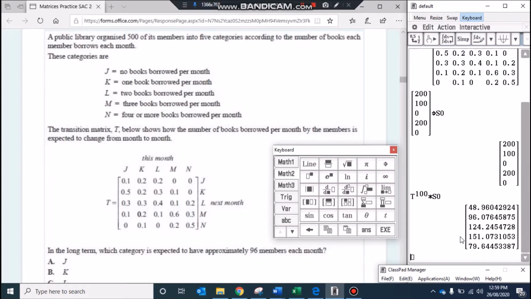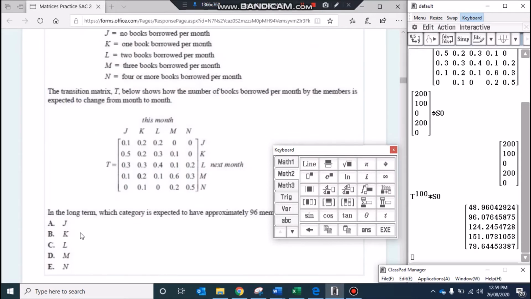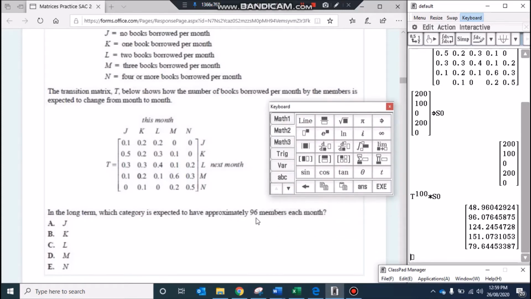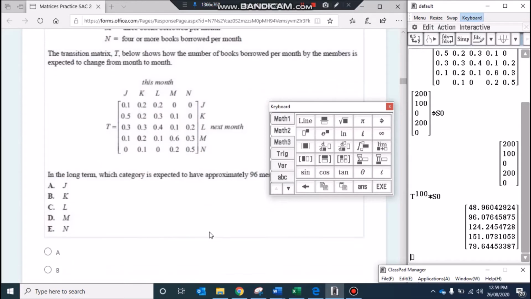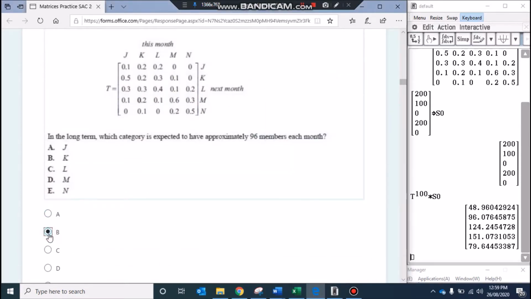So that's kind of the point of a steady state matrix. It doesn't matter where you start off. This transition matrix will eventually tend to the same steady state. So no matter how you organize your initial state matrix, category K is going to end up with approximately 96 members. So our answer for that would be B.